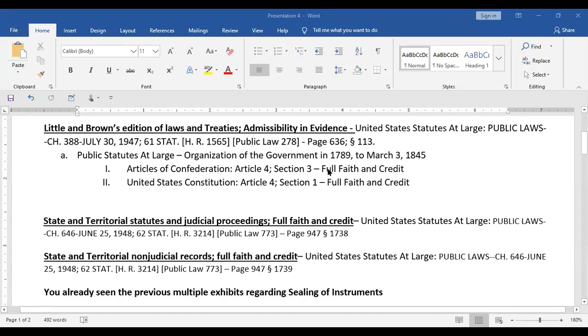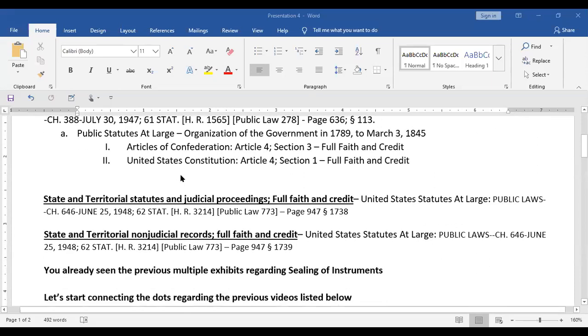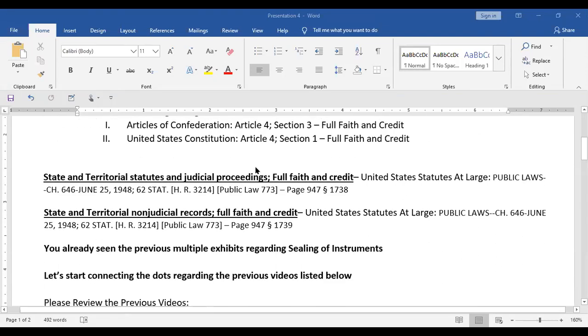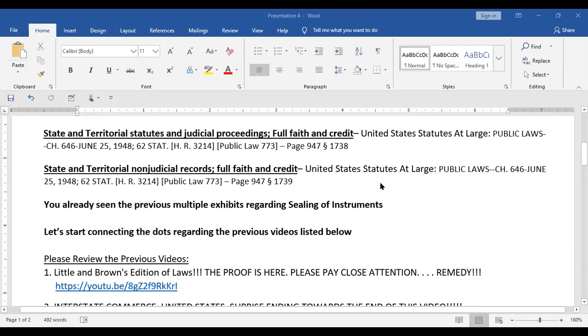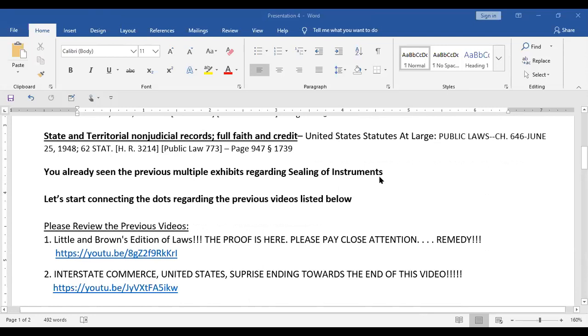Then you have the Articles of Confederation, Article 4, Section 3, Full Faith and Credit. United States Constitution, Article 4, Section 1, Full Faith and Credit. The State and Territorial Statutes and Judicial Proceedings, Full Faith and Credit, supported by the United States Statutes at Large, of course. The State and Territorial Non-Judicial Records, Full Faith and Credit, again supported by the United States Statutes at Large.